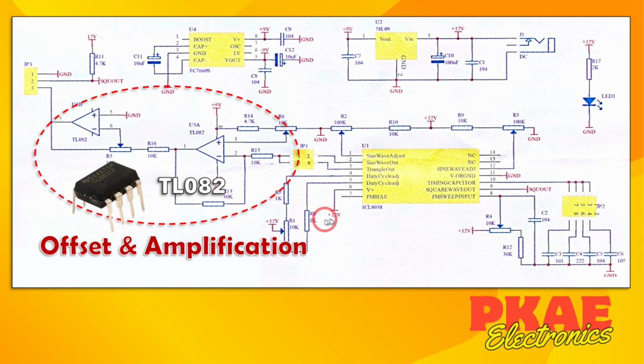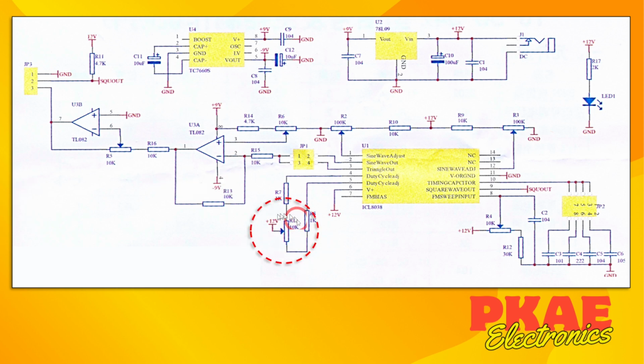Now let's go through all of these controls then, what all these potentiometers are doing. So first up, this one here, R1. As I said, that's connected to these duty cycle pins, so R1 is definitely duty cycle control.